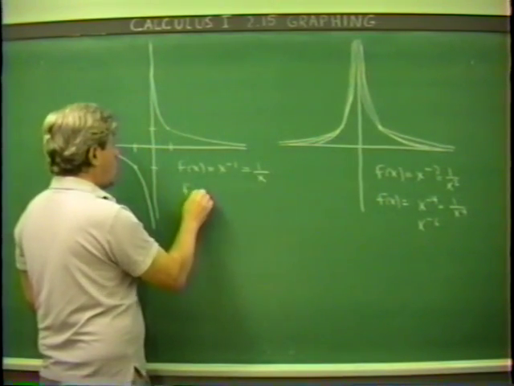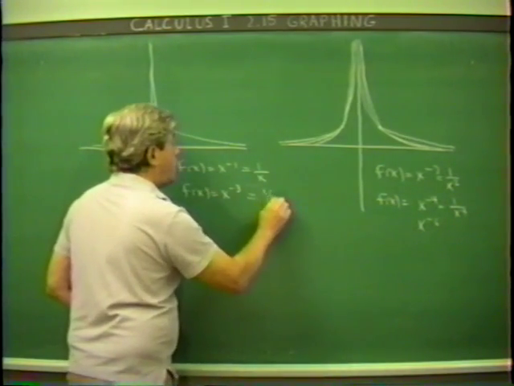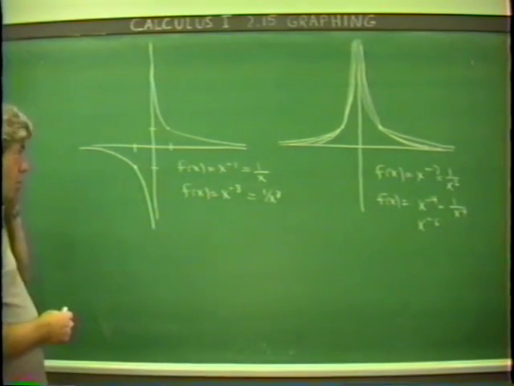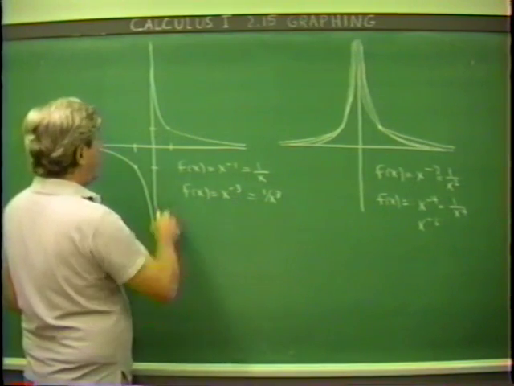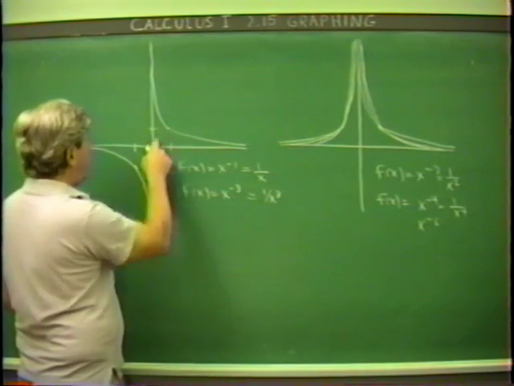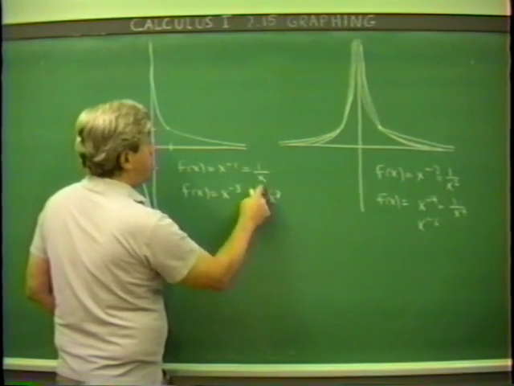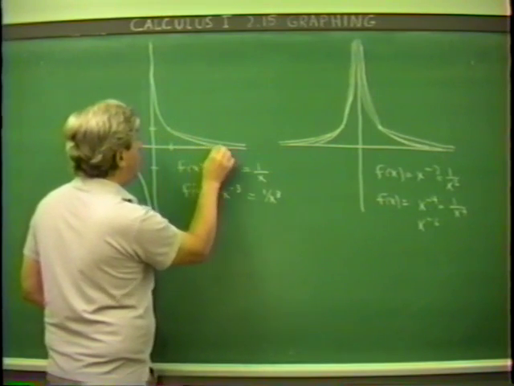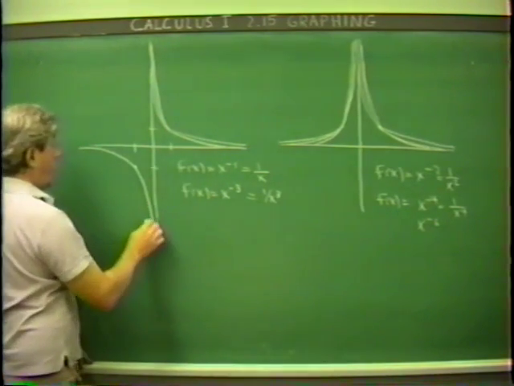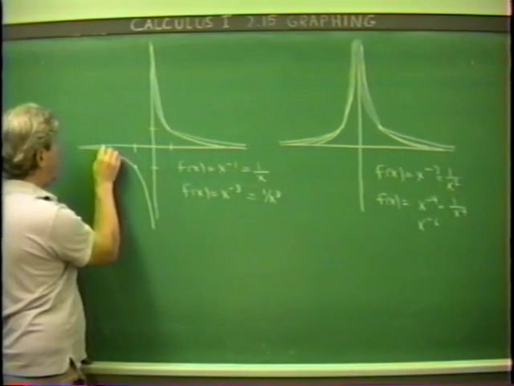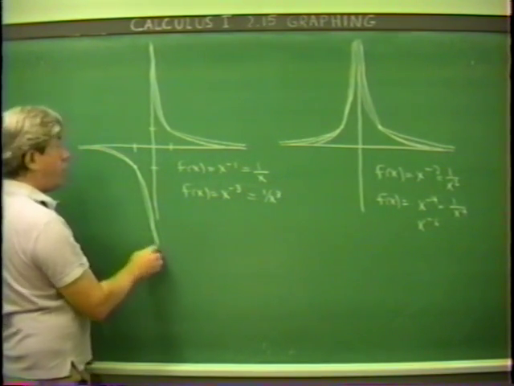For f of x equal to x to the minus 3, or 1 over x cubed, the picture is very similar to 1 over x. The function is 1 at 1 and minus 1 at minus 1, and it's symmetric about the origin. And when x is larger than 1, this function is going to be smaller than 1 over x, and so it's going to look like so. And when x is between 0 and 1, it's going to be larger than 1 over x, and will look like so. And similarly over here, it will be up there, and then underneath the graph of 1 over x.